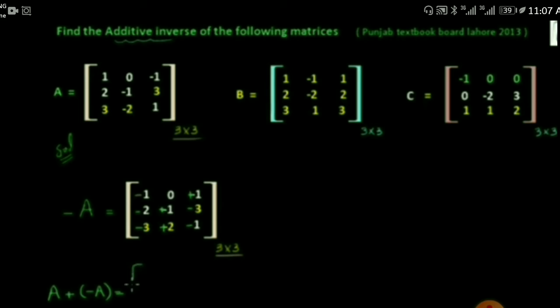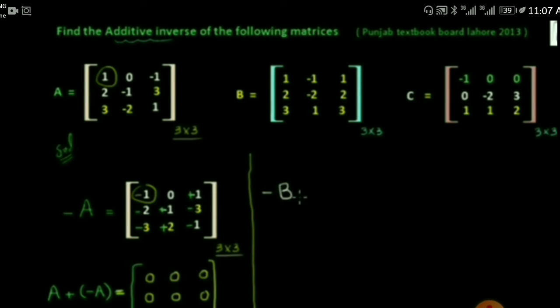Now I'm adding A with additive inverse of A. So every entry, because it's with the opposite sign, when I will add corresponding entries, it will give me null matrix or 0 matrix. But again its order is 3 by 3. So consider the next matrix, that is B, with again 3 by 3 order.